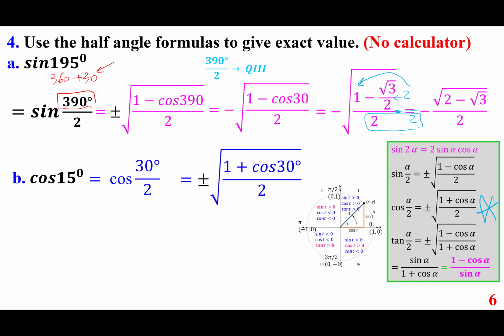And of course, the reason we want to drop the minus: 15 is half of 30, it's in the first quadrant, right? So you use the plus sign. And cosine of 30, we already did in the previous example. It's a common one, and it's square root of 3 over 2.